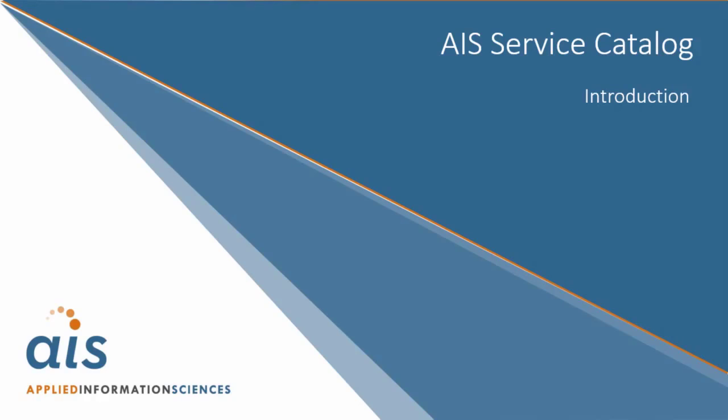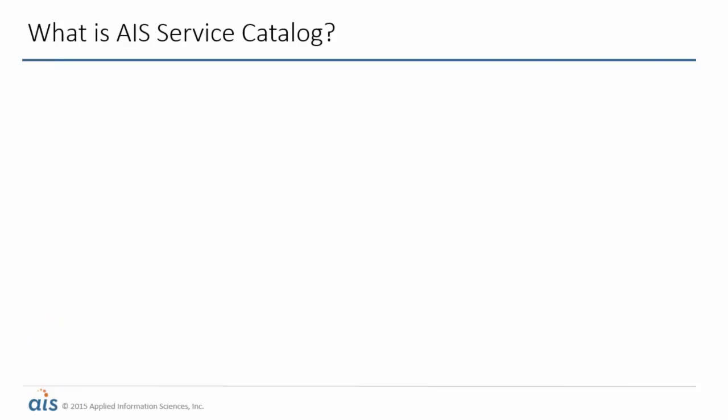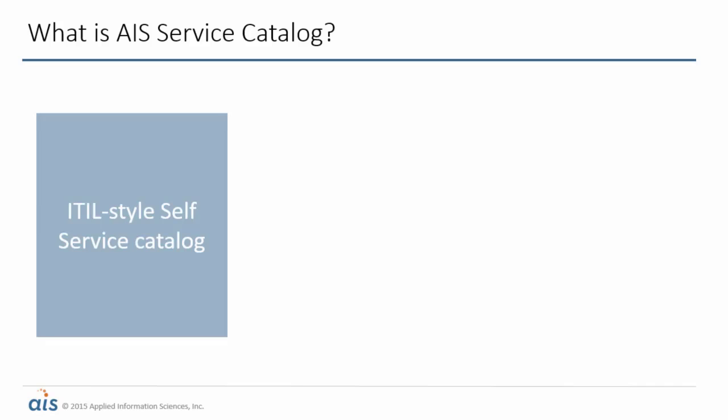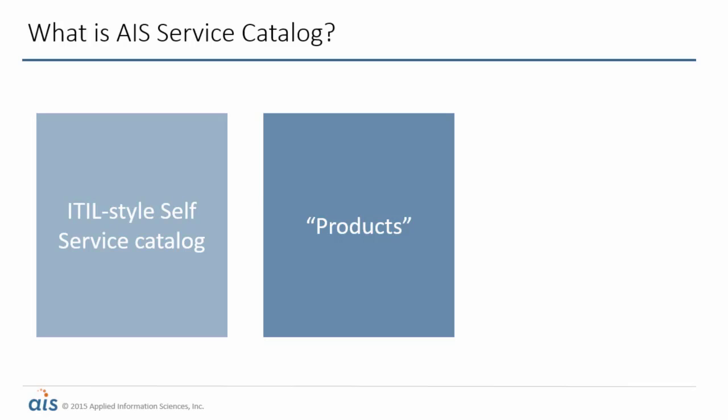Before I begin the demo of the Service Catalog, I want to first take a couple of minutes for some important background context. First, it's important to understand what is the AIS Service Catalog. The Service Catalog is an ITIL-style catalog for cloud deployments that lets you roll out IT services in a consistent, controlled manner. You will hear me refer to the IT services as products.